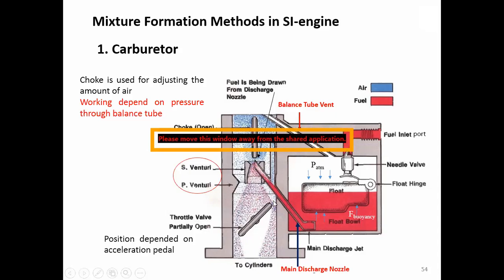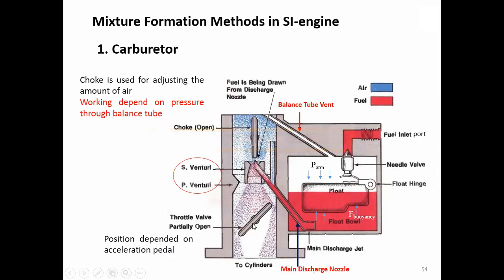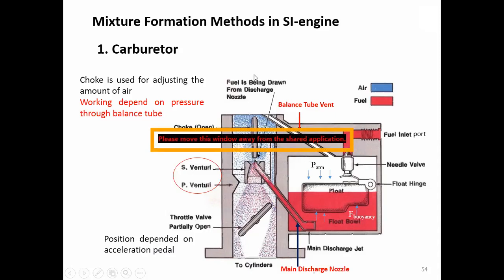This throttle valve is usually controlled through the accelerator pedal in the car, right? So every time that you step on the pedal, you control the position of this throttle valve, which means you control the amount of the air-fuel mixture that flows into the cylinder. Okay. The choke here is usually fully open because it will let the air flow in, right?